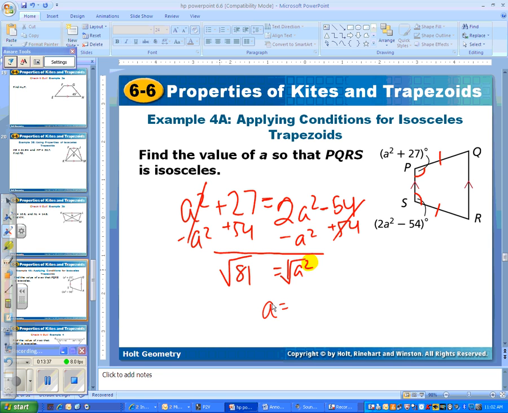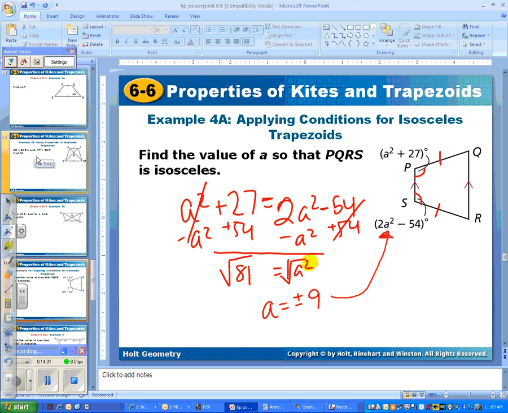So when you do the square root of 81, it's not only a positive 9, it's also a negative 9. Some people are like, well, how can you have a negative angle measure? We don't have a negative angle measure. If you plug in negative 9 here, negative 9 squared will be a positive 81. Multiply it by 2, subtract 54, you're going to get a positive angle measure. If you get a negative angle measure, then you did something wrong.